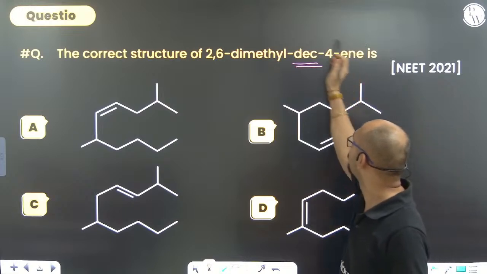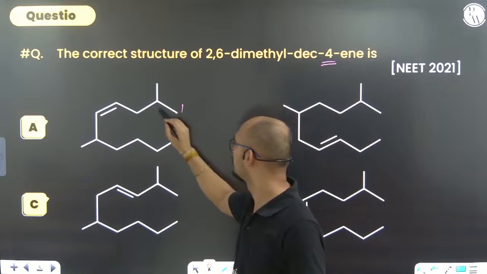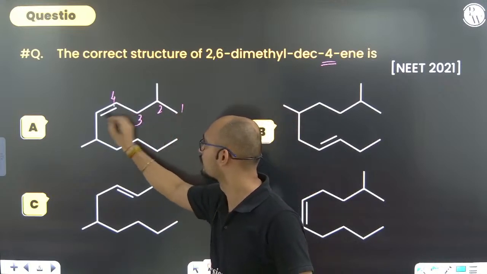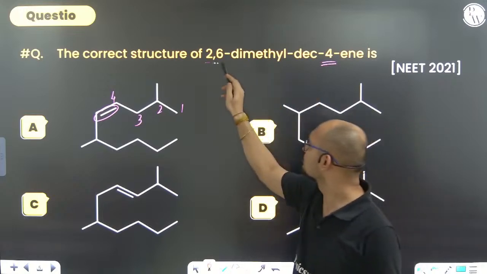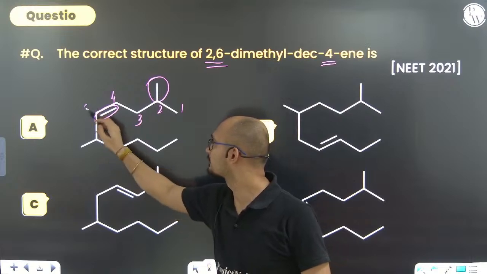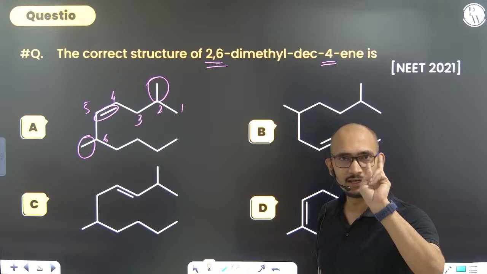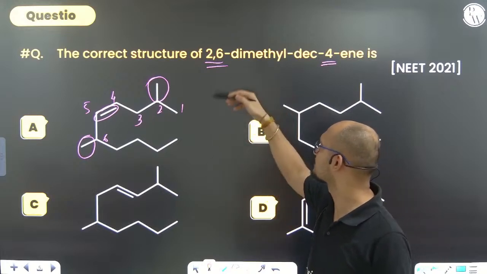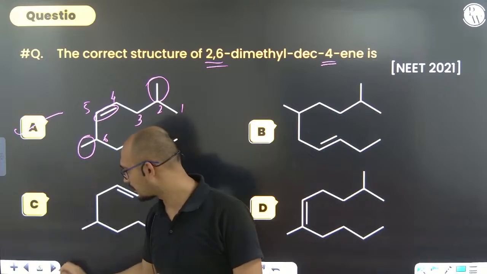Now, dec-4-ene. So on the 4th place, there is going to be a double bond. So it is 1, 2, 3, and here it is 4. At the 4th position, there is ene. For sure, it is going well. Then 2,6-dimethyl. On the 2nd place there is methyl, and there is 5, and there is 6. On the 2nd and 6th positions, there are methyls. So what we can say? Dimethyl. For sure, 2,6-dimethyl dec-4-ene. Option A, the first option, is correct.